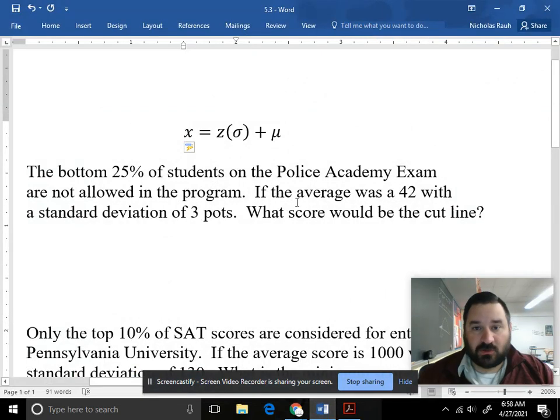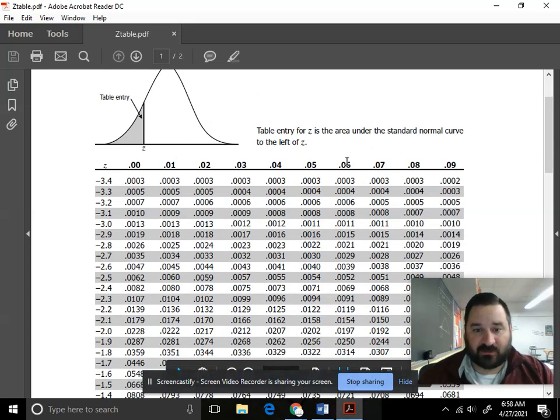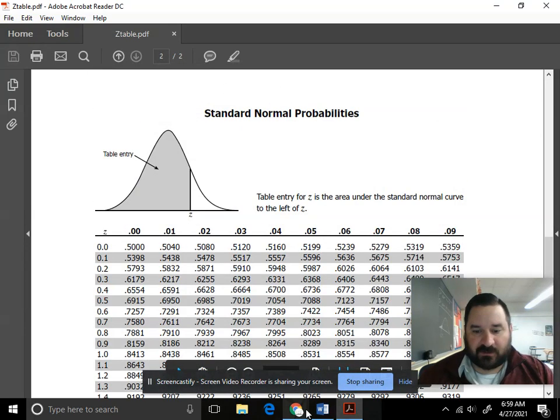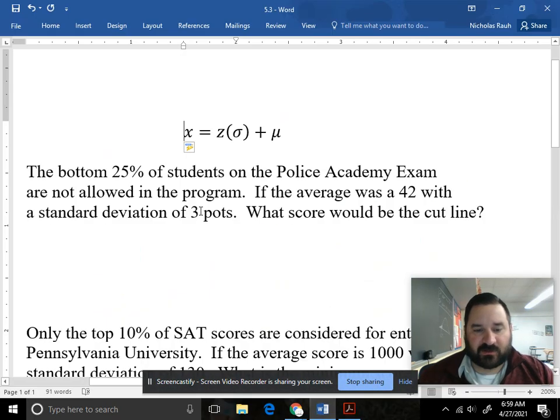We got our new type of problem. Basically, it's still using the same table and the same formula, except we are going to find x instead of find z. In the past, we would use the formula, get a z-score, look up a probability. Well, now we're doing the exact opposite. We're going to be given a probability, look up a z-score, and then plug it into the formula. So it looks a little different, but this is the same formula. It's just solved for x instead of z.